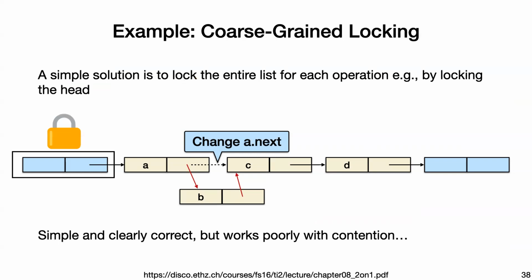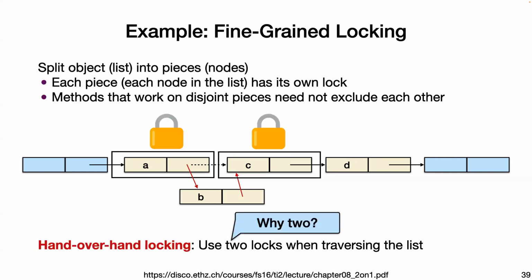So like I said, for coarse grain locking, a very simple thing is that you just lock the head. That is easy and clearly correct, but if you have many threads, then it doesn't scale that well. So instead, we split the entire list into nodes, and every node has its own lock, and we can work on disjoint pieces of the list without needing to do synchronization between them. The most traditional way to do fine grain locking is called hand over hand locking, which is when you use two locks to traverse through the list.